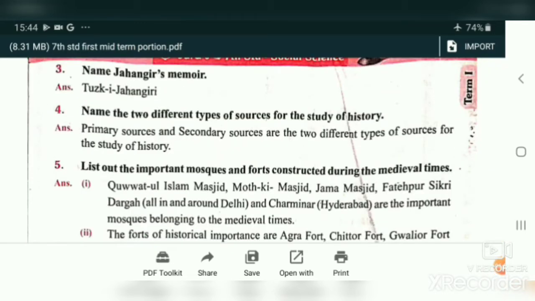Name Jahangir's memoirs. Jahangir's memoirs, the book, is called Tuzuk-i-Jahangiri. Name the 2 different types of sources: primary sources and secondary sources. This is only to answer: primary sources and secondary sources.